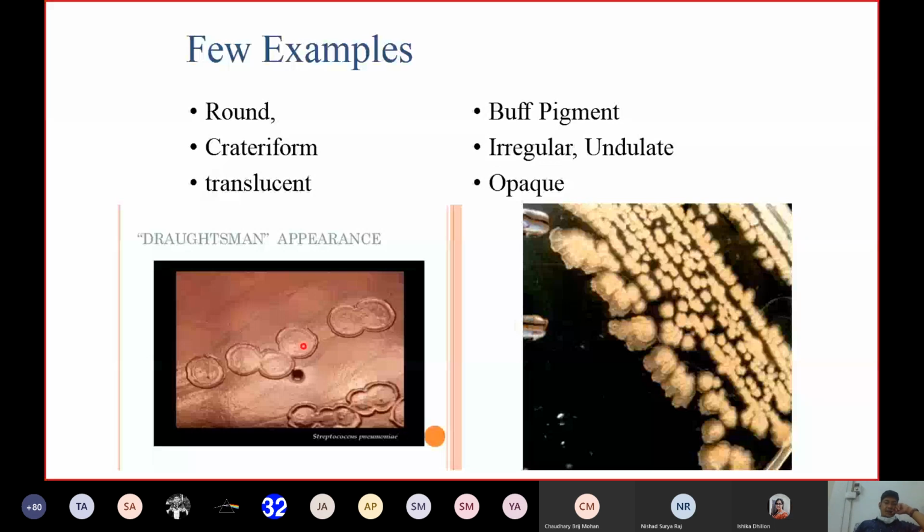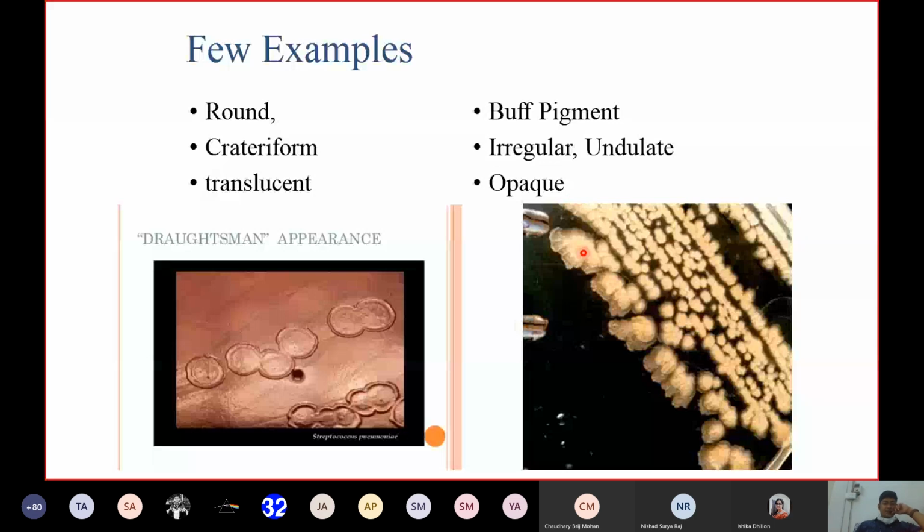Here also you can see they are round, crateriform or Dorfman-shaped, and they are translucent. Light is not passing fully. Similarly here, they look like very tenacious colonies. That's why we use the term viscous. Okay, irregular, undulate, and opaque. This describes the margin, and opacity describes whether light is transferring or not.